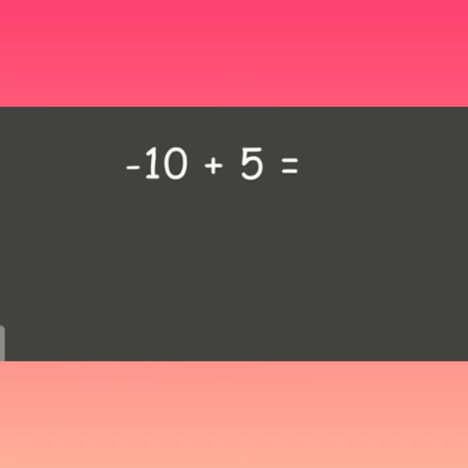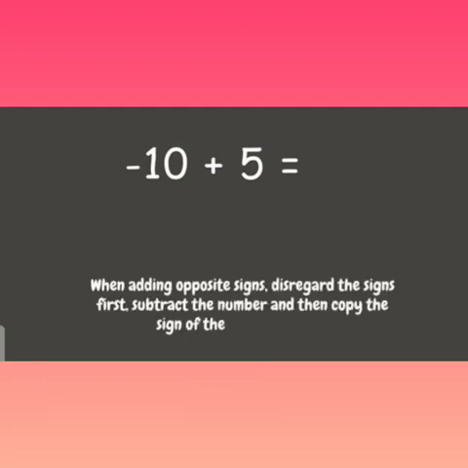We have negative 10 plus positive 5. When we are adding opposite signs, first we need to disregard the signs. We are going to ignore whether they are positive or negative. And then, we need to subtract the numbers. Here we have 10 and 5. So let us subtract them. 10 minus 5 is 5.